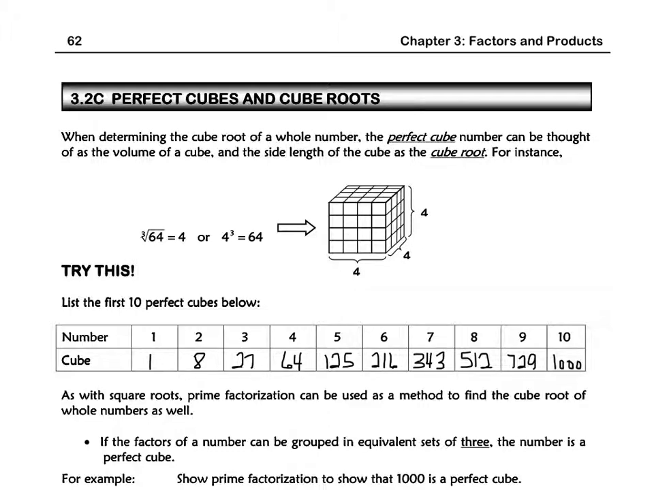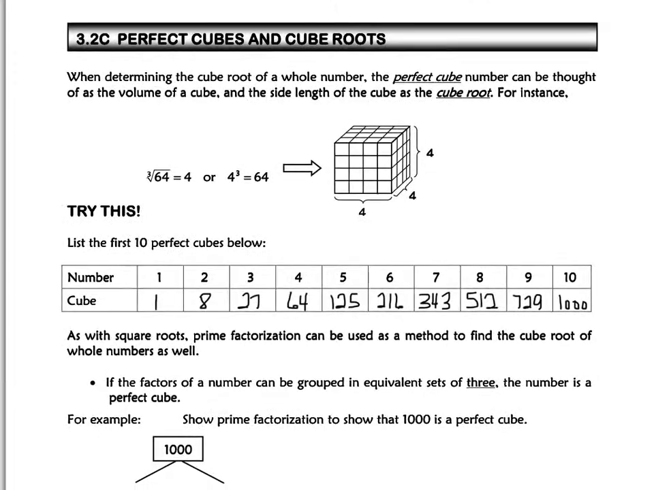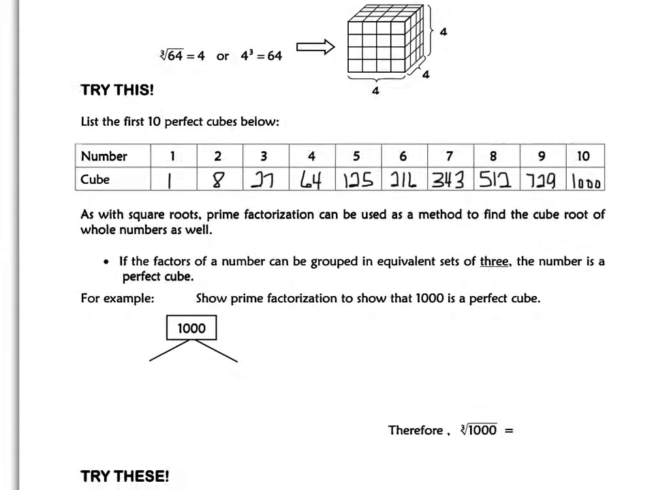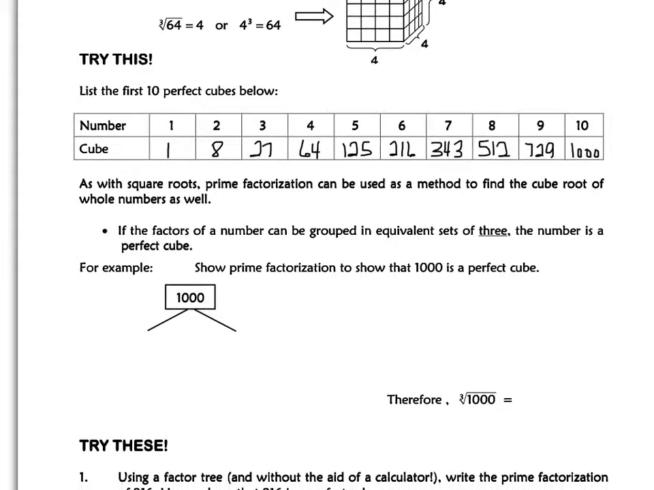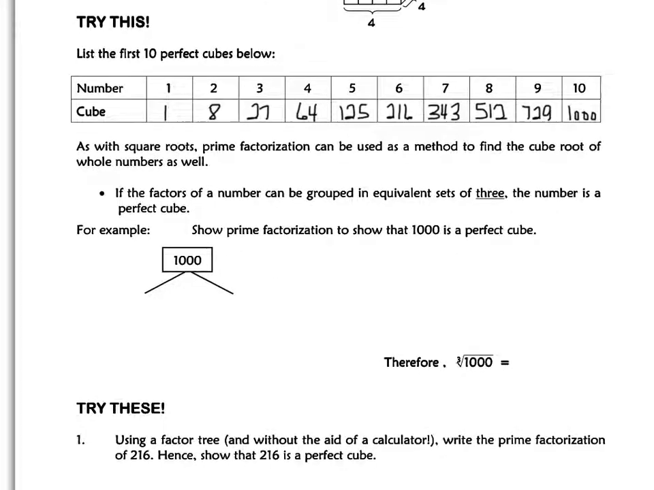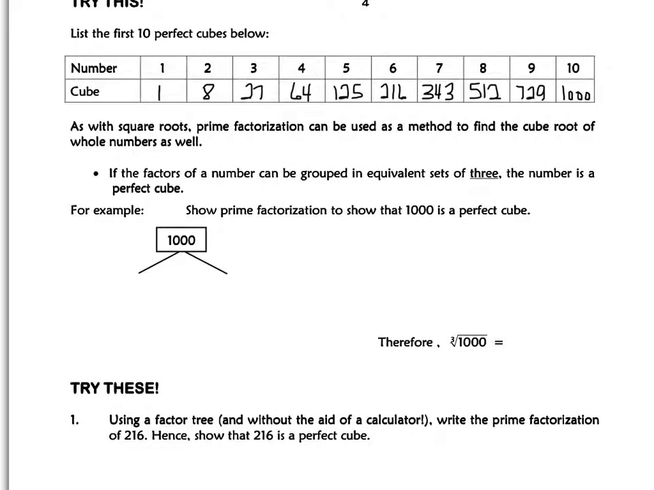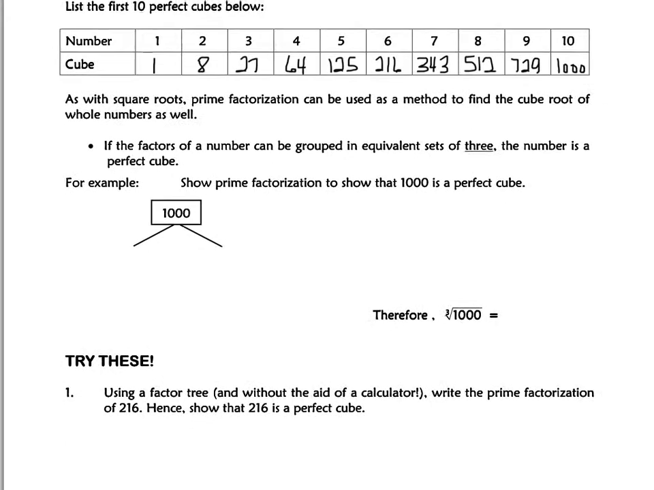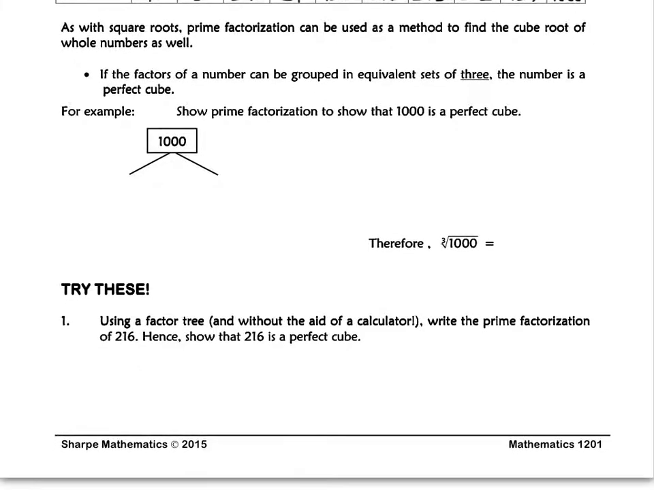All right, so as with perfect squares, prime factorization can be used to figure out the cube root of a number if you don't have a calculator or have access to a calculator. But it helps to do this exercise anyway, just to help you understand how the calculator is getting the answer and what a perfect cube is. So it says use prime factorization to show that 1,000 is a perfect cube.